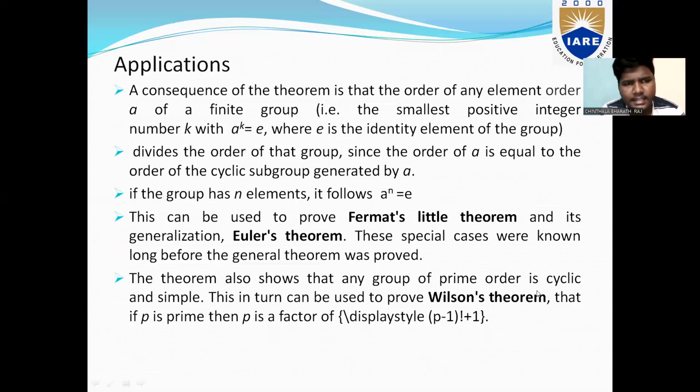Now, applications of Lagrange's theorem. A consequence of the theorem is that the order of any element a of a finite group is the smallest positive integer k with a power k equal to e, where e is the identity element of the group, and it divides the order of the group, since the order of a equals the order of the cyclic subgroup generated by a. If the group has n elements, it follows a power n equal to e.